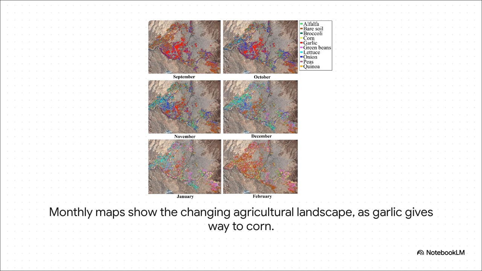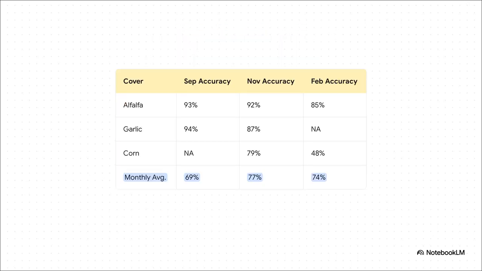You can literally watch the landscape change. See the areas in red? That's garlic. Watch how it shrinks after October. At the same time, corn, which is purple, starts popping up in November and really expands. And check out how accurate these maps are. For major crops like alfalfa and garlic, the model was nailing it, with over 85% accuracy a lot of the time. The overall monthly average stayed really high too, which means these maps are a seriously reliable tool for decision makers.